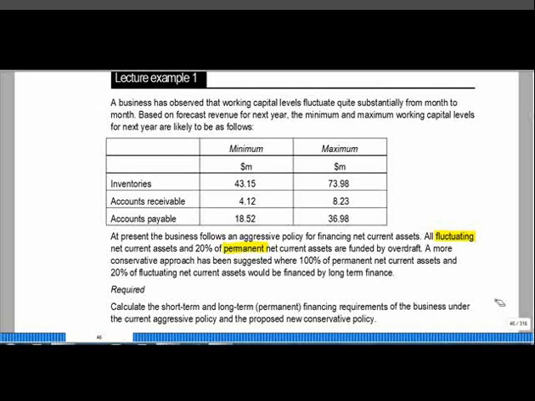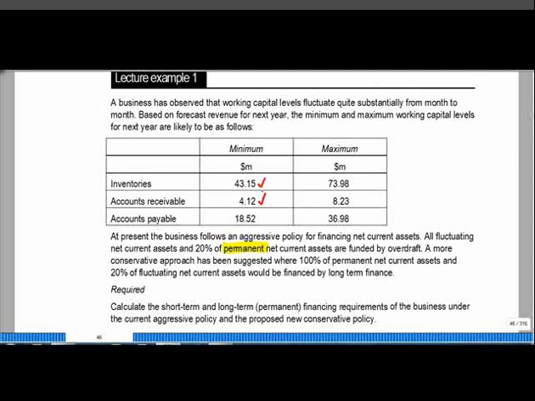Permanent net current assets are the minimum amount that you're going to need as cash to fund your working capital needs. And this is by and large given in the table. In any particular month, the lowest that our inventory is going to be is 43, and the lowest requirement for receivables is 4.1.